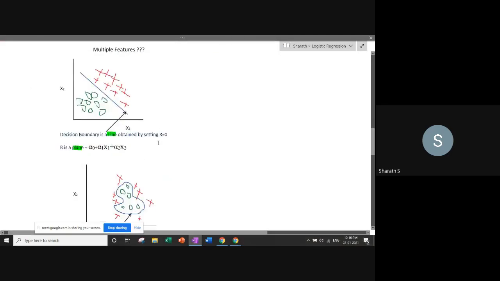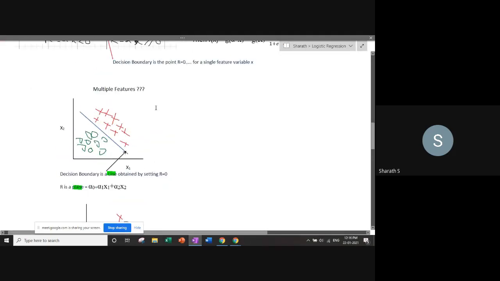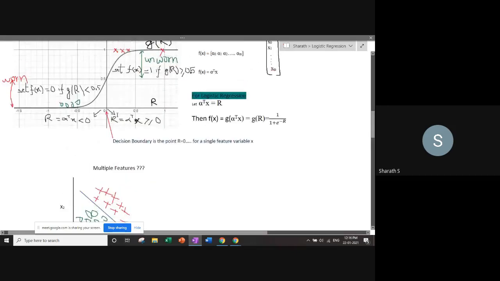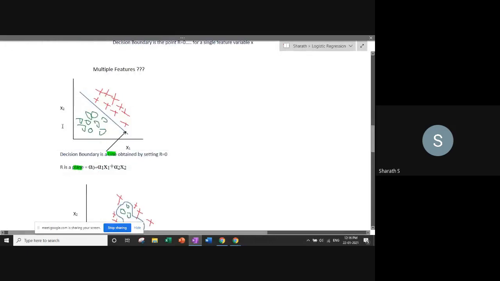Then what happens if there are multiple features? We were just looking at single features. In a single feature, the decision boundary is nothing but a point. But when you have two features, the decision boundary is a line. So what the logistic regression or the sigmoid function is going to do is create a sort of line. In linear regression, you are fitting a line.